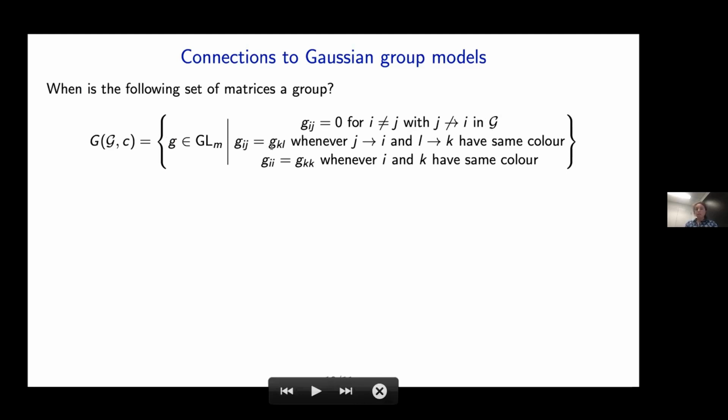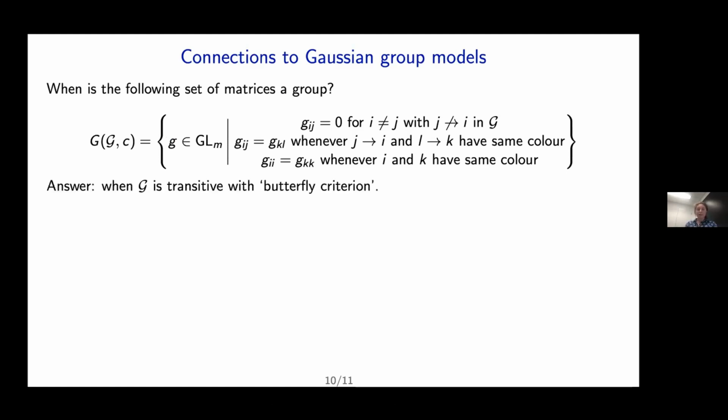Then next, the entries have to be equal whenever there's edges from j to i and from l to k that have the same color. And finally, its diagonal entries have to be equal whenever vertices i and k have the same color. Okay, so this gives us a set of matrices that we obtain from our graph and coloring. And we want to know when it's a group, i.e. when is it the case that if you take the inverse of a matrix in this set, you stay in the set? And when is it the case that when you multiply 2 matrices in this set, you stay in the set? Okay, and we give an answer to this.